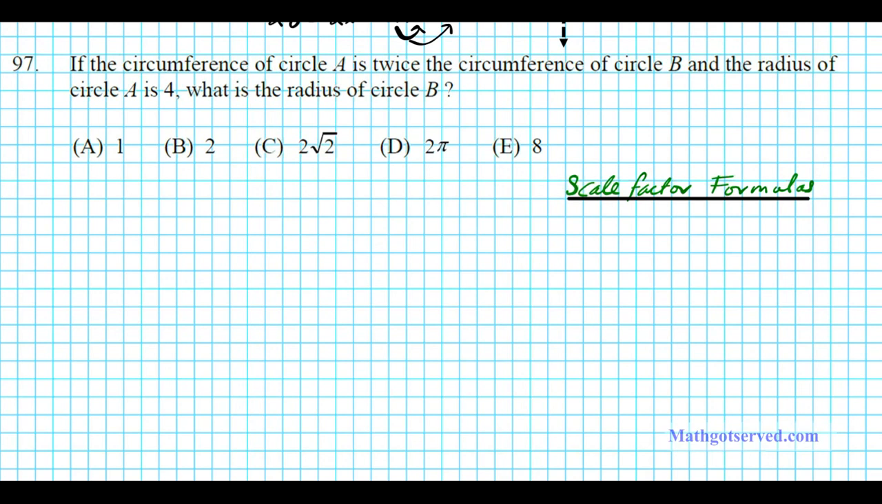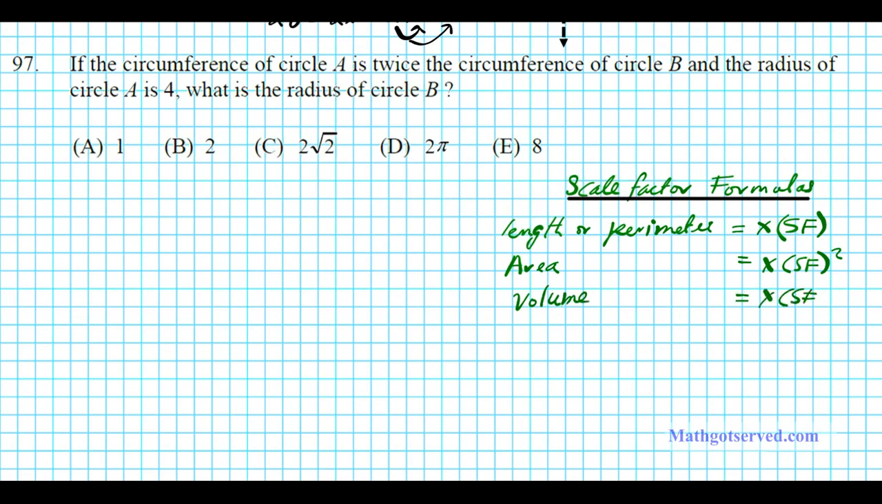So for side length, for length of perimeter, to find the dimensions of the enlarged length of perimeter, you simply multiply by the scale factor. Okay, scale factor of the side lengths. For area, you multiply by the scale factor squared. And then for the volume, what you do in the volume situation is you multiply by the scale factor cubed.